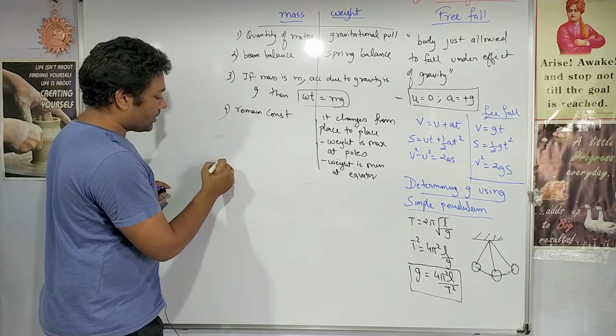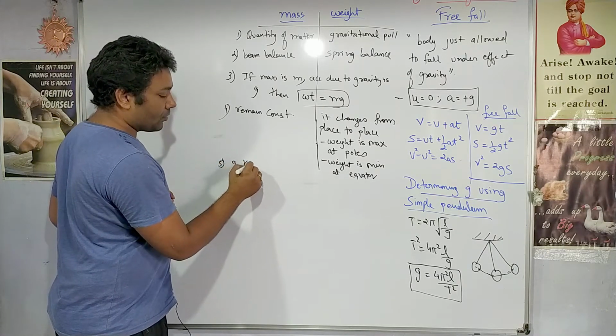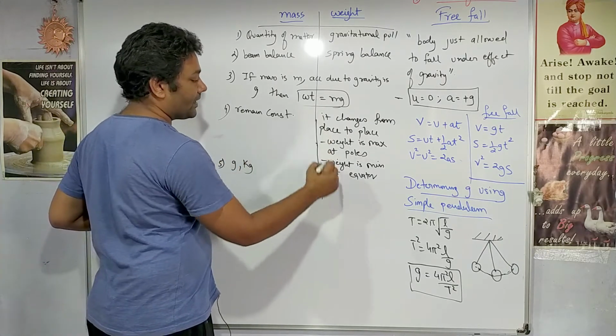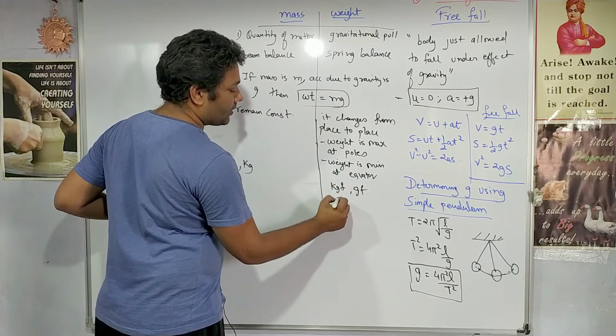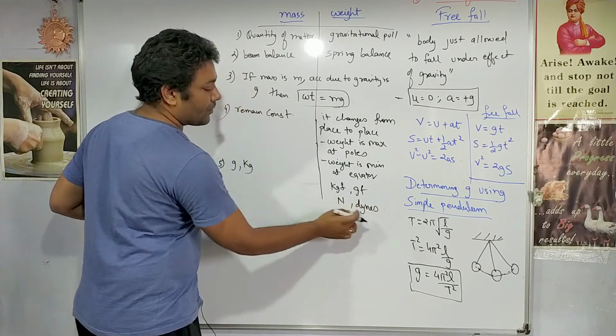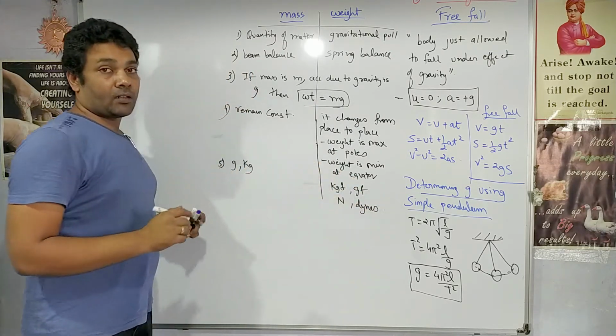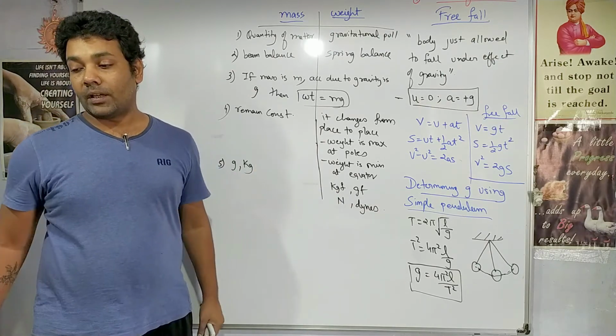You can write down its units also. Unit of the mass is measured in terms of grams, kilograms, right? And weight is measured in terms of kgf, gf, or it is measured in terms of newtons, right? Or dynes. These are absolute units, these are gravitational units, that also we have seen. So that is about the mass and weight.